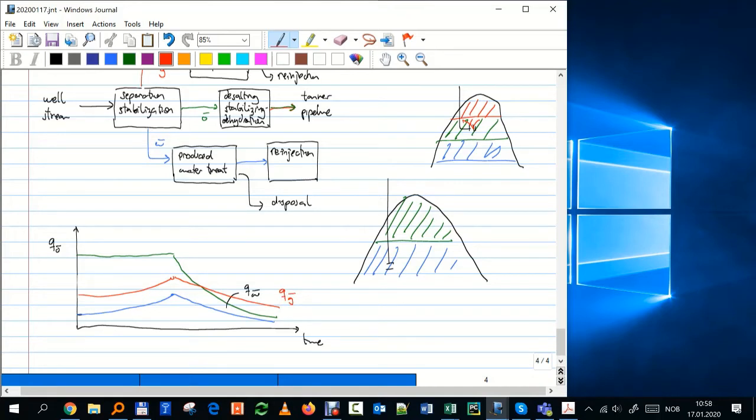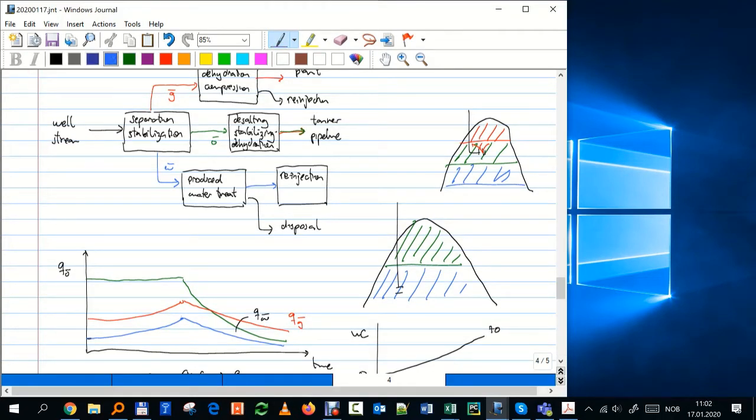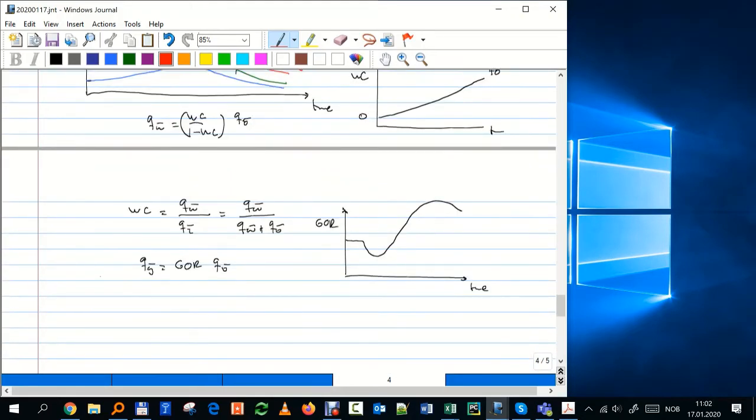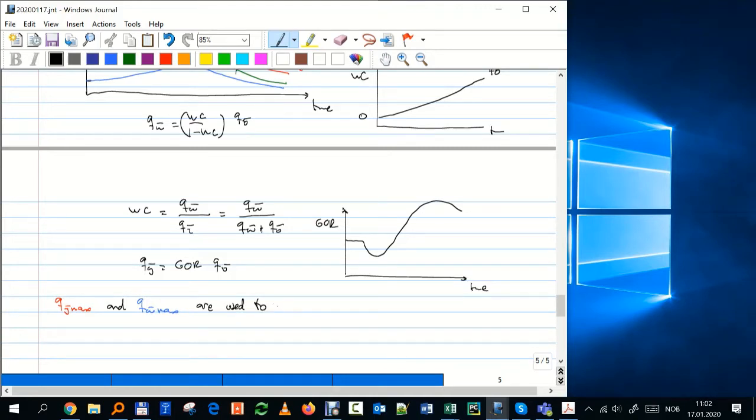It depends a bit, but my point is that it's very important to forecast these products. Why? This is where your maximum is, so this will be your Q water max, and this will be your Q gas max. Let's put that comment here: Q gas max and Q water max are used to design the facilities.